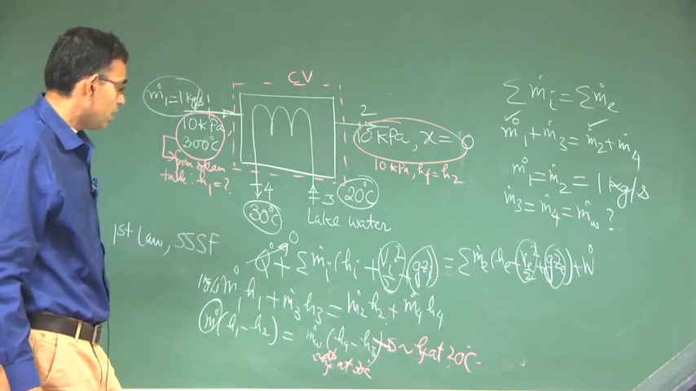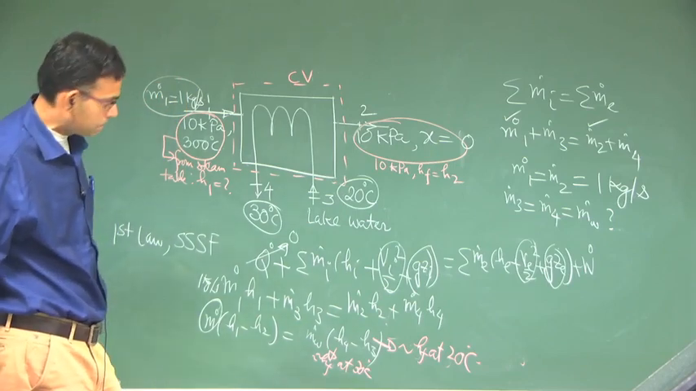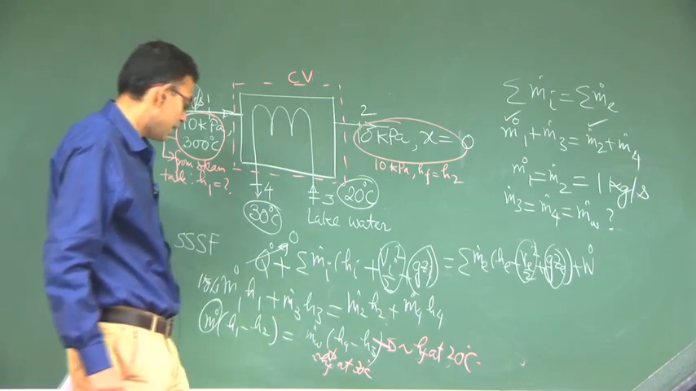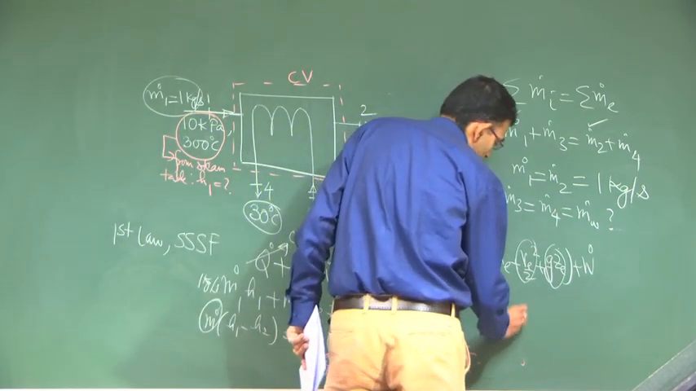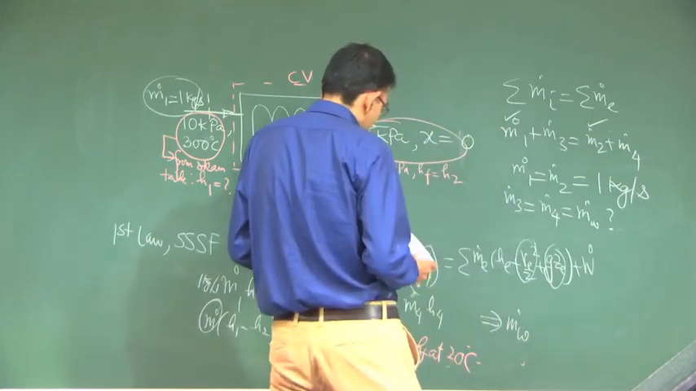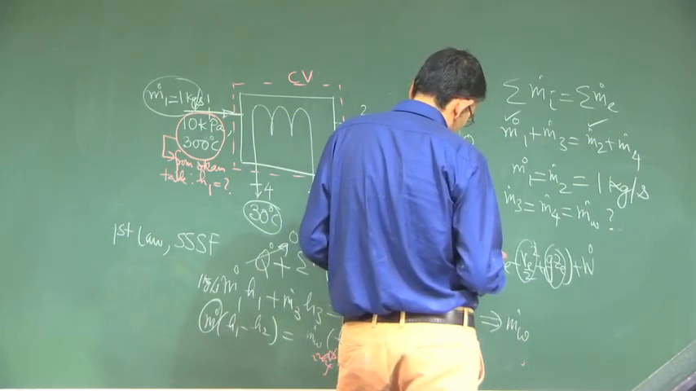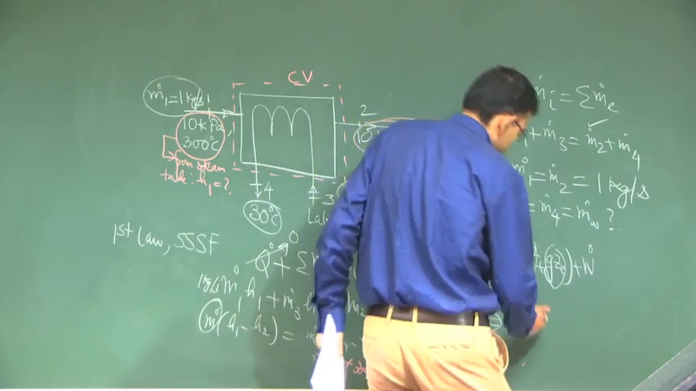So, if you now calculate all these, you will get m dot water as the only unknown, which is 69 kg per second.